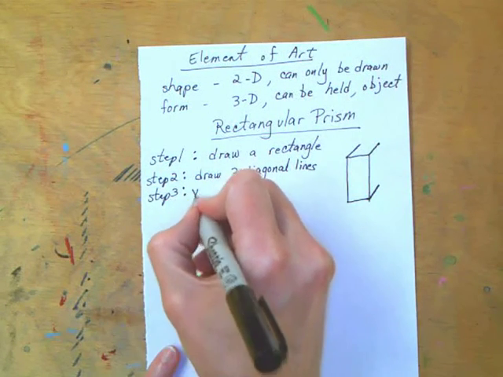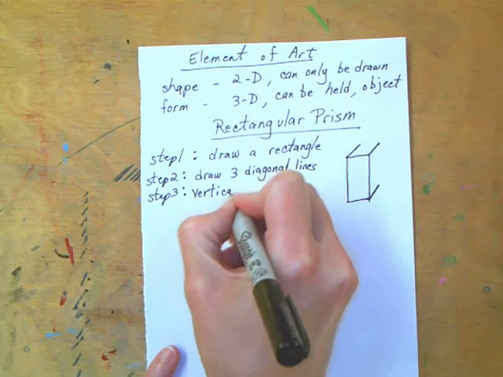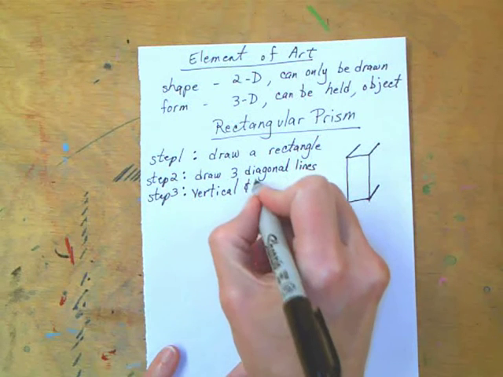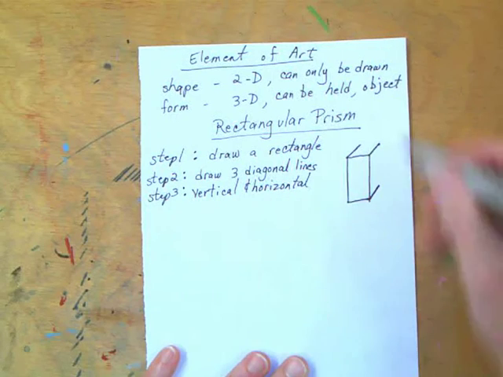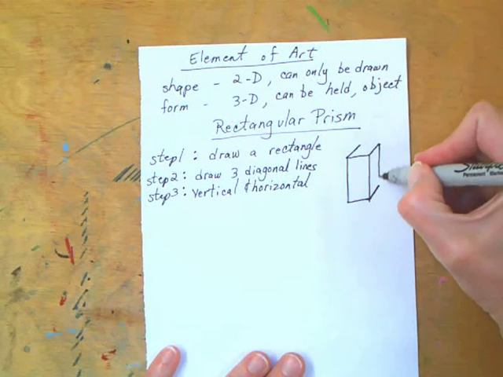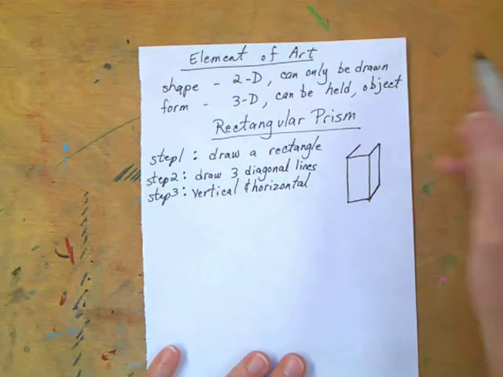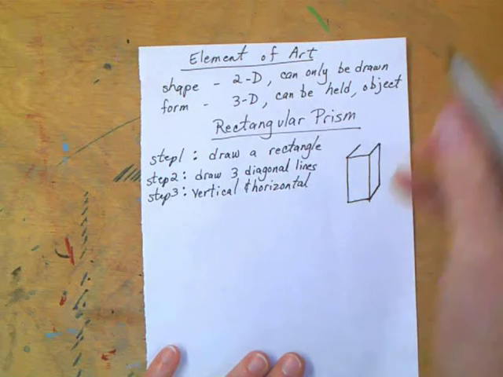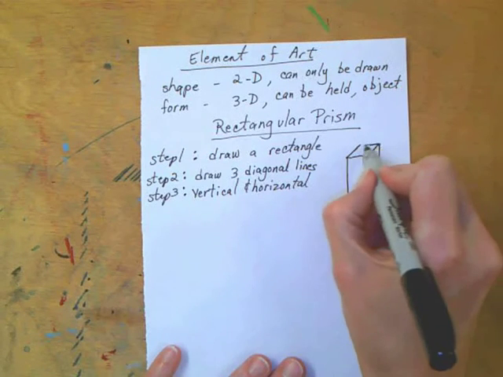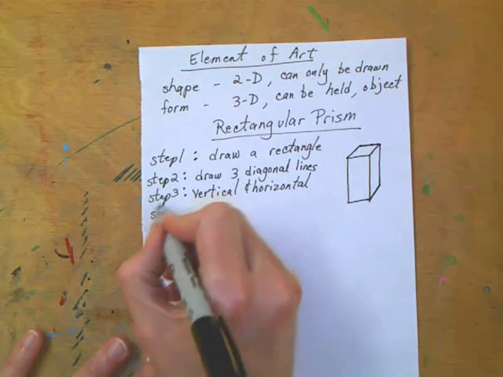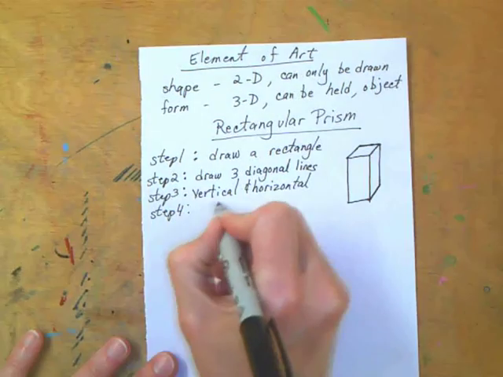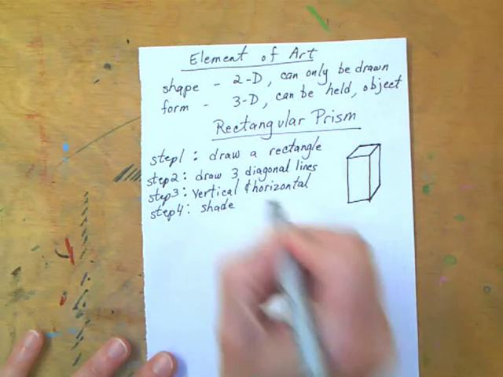Step 3 is to draw a vertical and a horizontal line. So the vertical goes off of these 2 points there. And if you got those the same direction, the same length, it will visually look correct. And the horizontal goes back here. And step 4 is to shade.